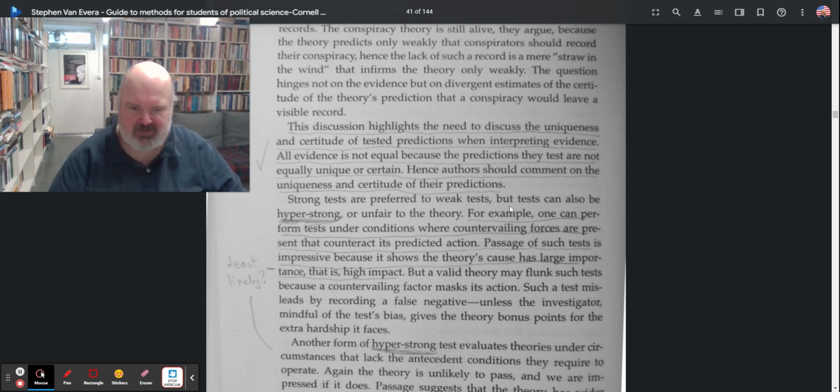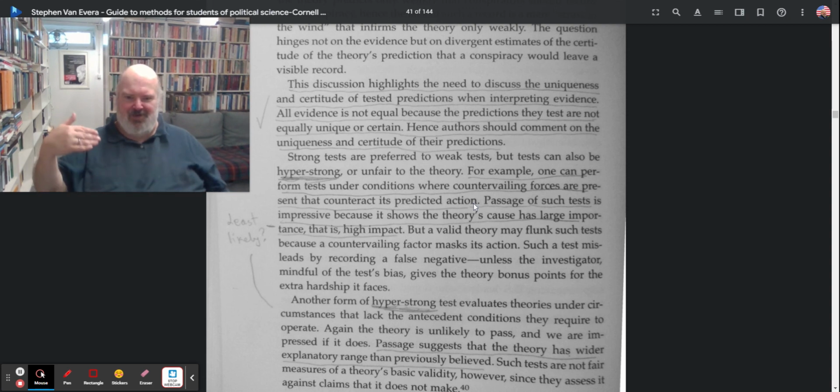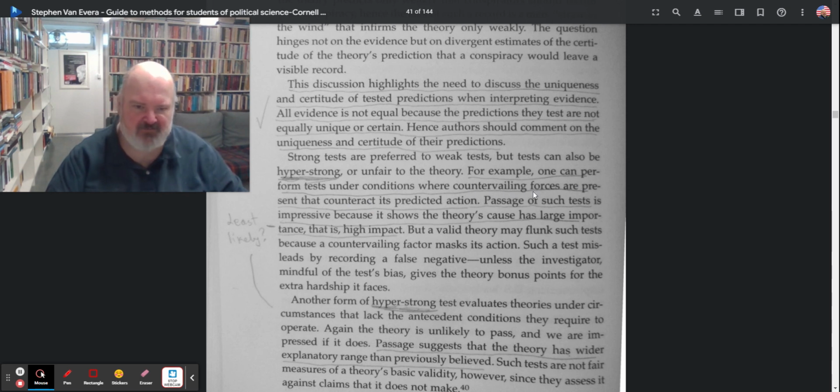Strong tests are preferred to weak tests, but tests can also be hyper strong or unfair to the theory, right? That's the other thing. For example, one can perform tests under conditions where countervailing forces are present that counteract the theory's prediction. In other words, tests can be set up that are unfair. You rig the test.